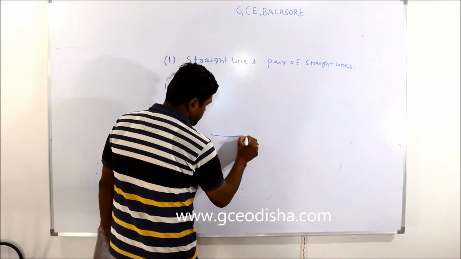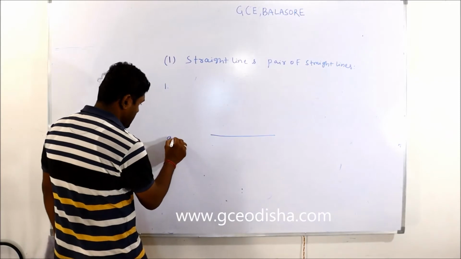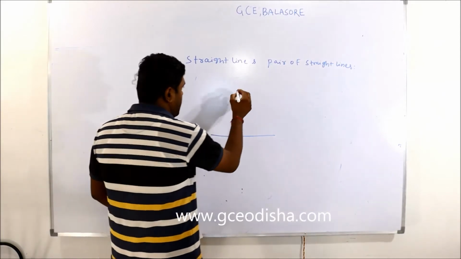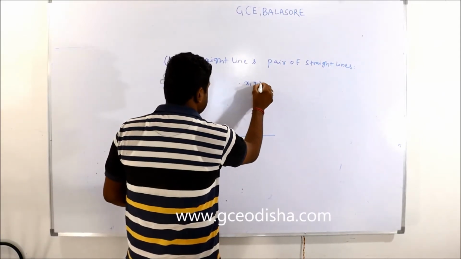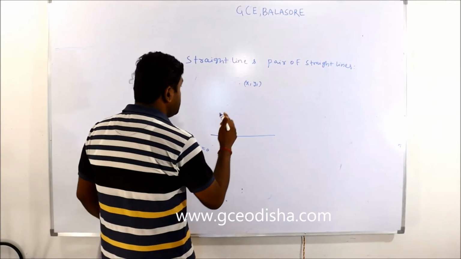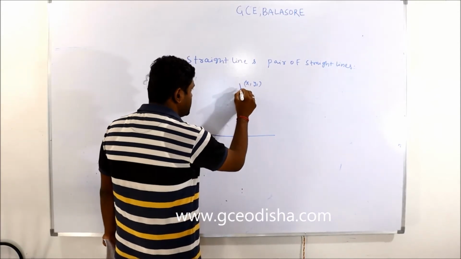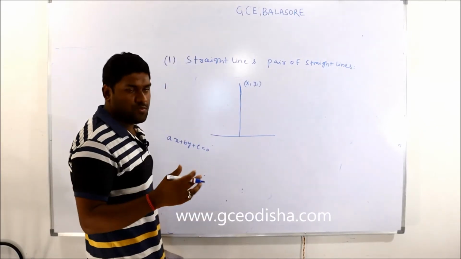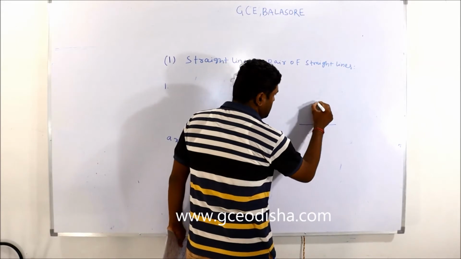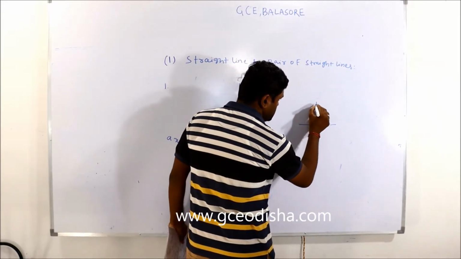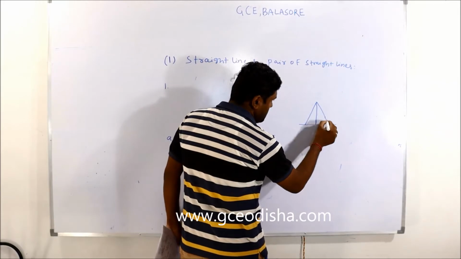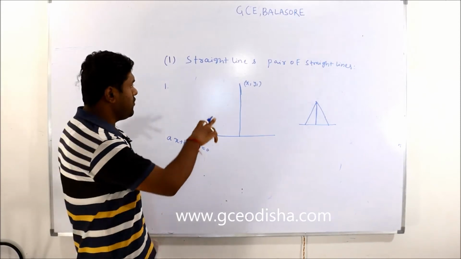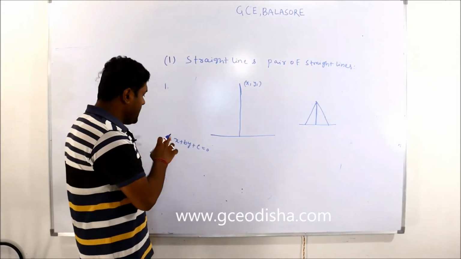Like this is a straight line, ax plus by plus c is equal to 0, and some point x1 y1 is given. They ask to find the distance from the point x1 y1 to this line. This is the perpendicular distance. When one line is there, this is the shortest distance. Distance may be this, but this is the shortest distance. We'll find the shortest distance between the point x1 y1 and the line ax plus by plus c is equal to 0.